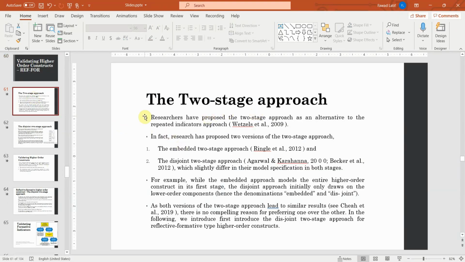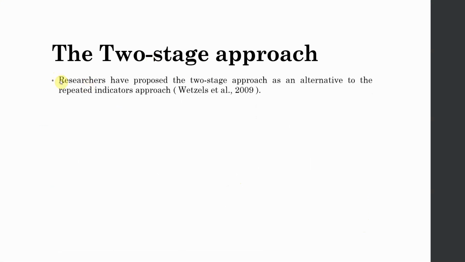We are going to use the two-stage approach. Now let's talk about it. The two-stage approach. Researchers have proposed a two-stage approach as an alternative to the repeated indicators approach. Now I'm not going to talk about repeated indicators approach for now, but there are issues when we are using repeated indicators approach at a higher level. Hence, the two-stage approach is suggested.